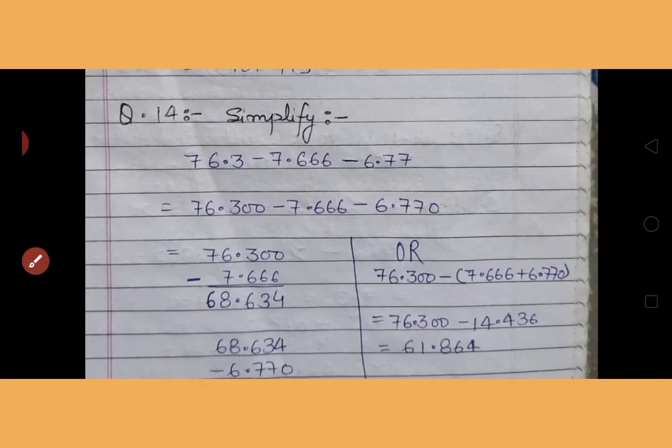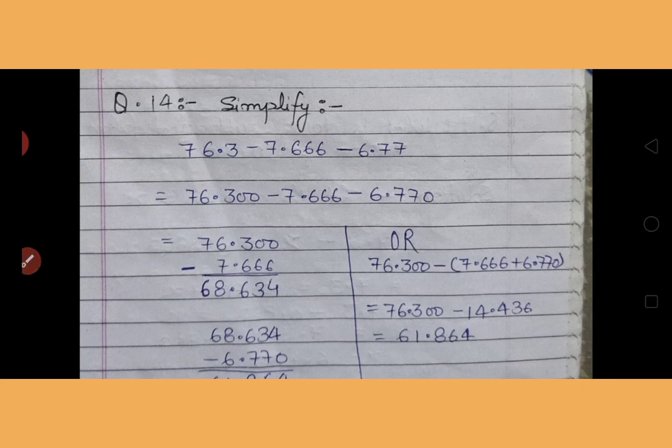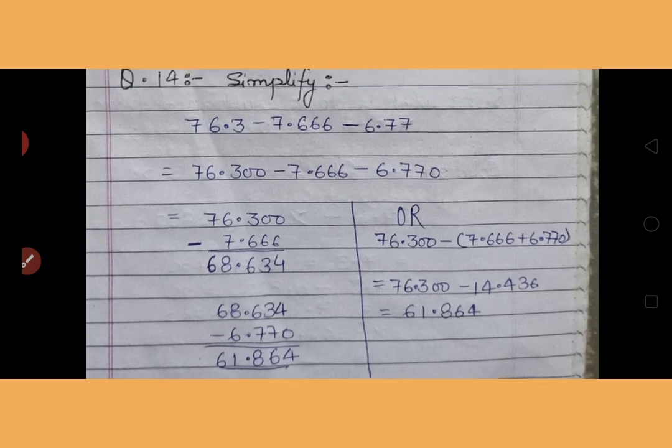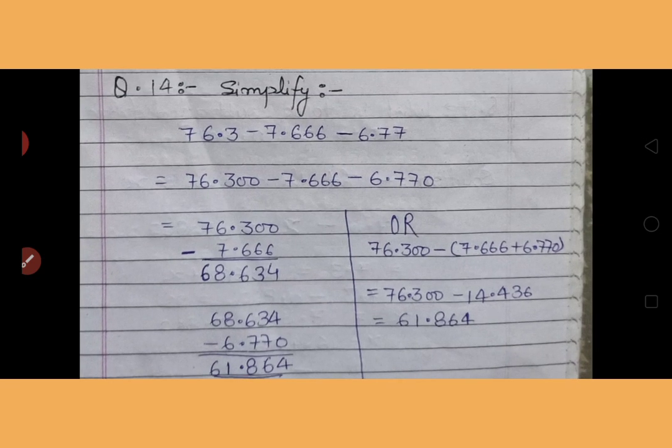In the next question, a continuous subtraction is given. The two methods are given here. One by one we will subtract. Either we can add the negative numbers and then subtract from the positive numbers. I have solved by both methods. First method, we will change each term into like decimals. 76.300 minus 7.666 and minus 6.700.